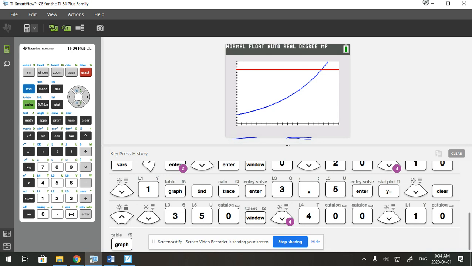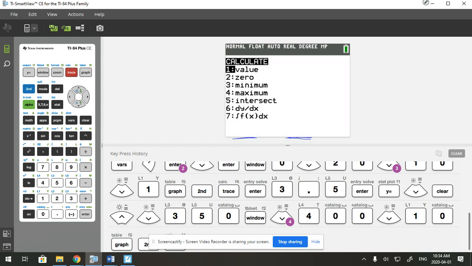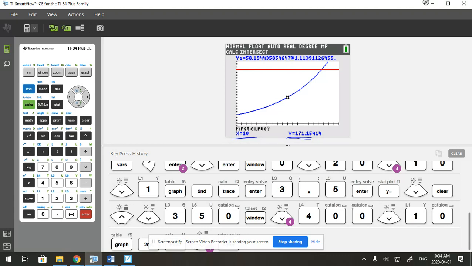So now I'm going to go into second calc, go down to intersect. You can hit enter for your first curve, enter for your second curve, and then make sure you make a good guess. If it's too far away, your calculator will time out and it won't give you an answer. Okay, so I can see the point of intersection is 16.631, etc., 350.